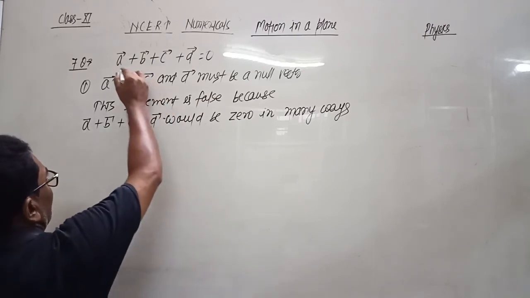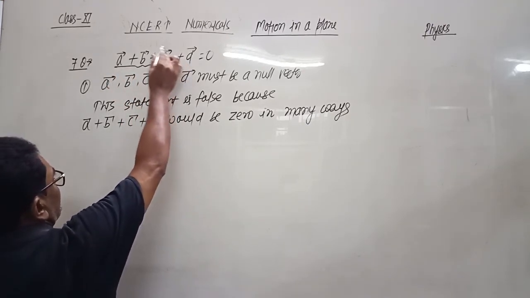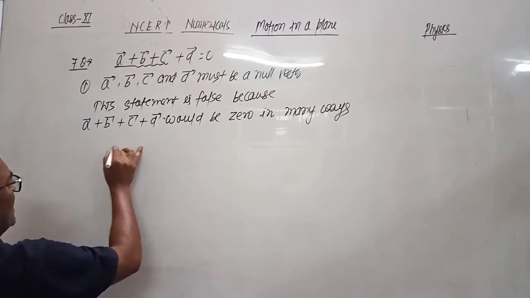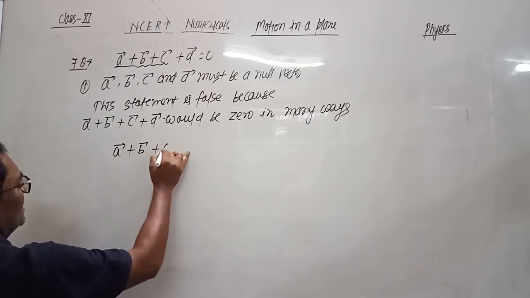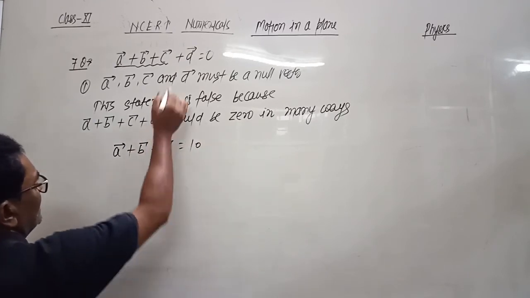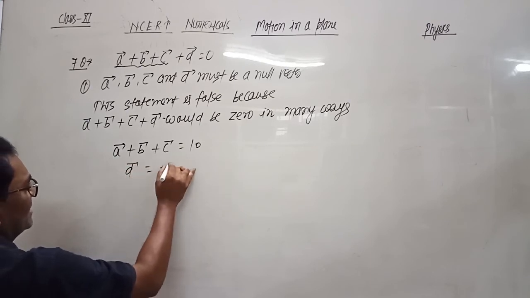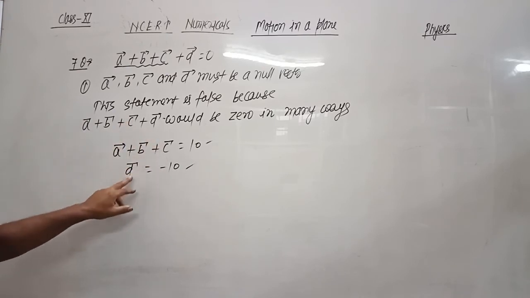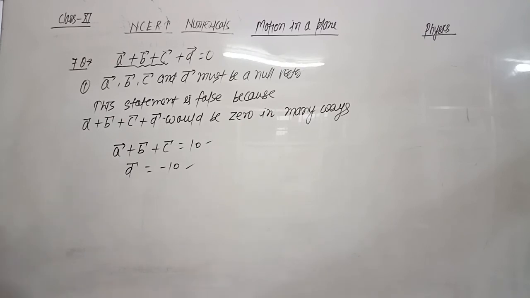It may be possible that the sum of vectors A plus B plus C equals 10 and the vector D is minus 10. So in that case both get cancelled and the sum becomes 0. So here A, B, C, D are not null vectors. So this statement, that for A plus B plus C plus D equals 0 all the vectors must be null vectors, is not correct.